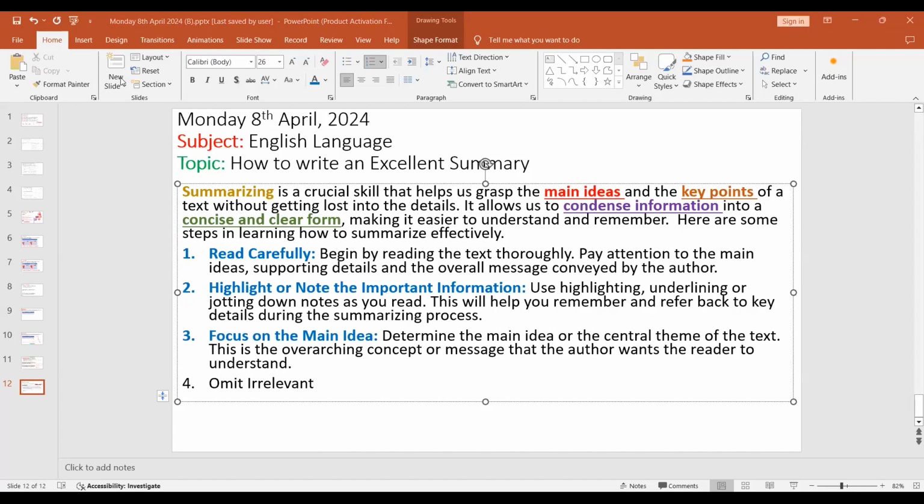Omit means to take out. So you want to take out irrelevant details. And when we say irrelevant, we basically mean things that are non-essential. It's not important. It doesn't matter. It's not the most important part, right? So it's unnecessary. It's minor, not major, right?